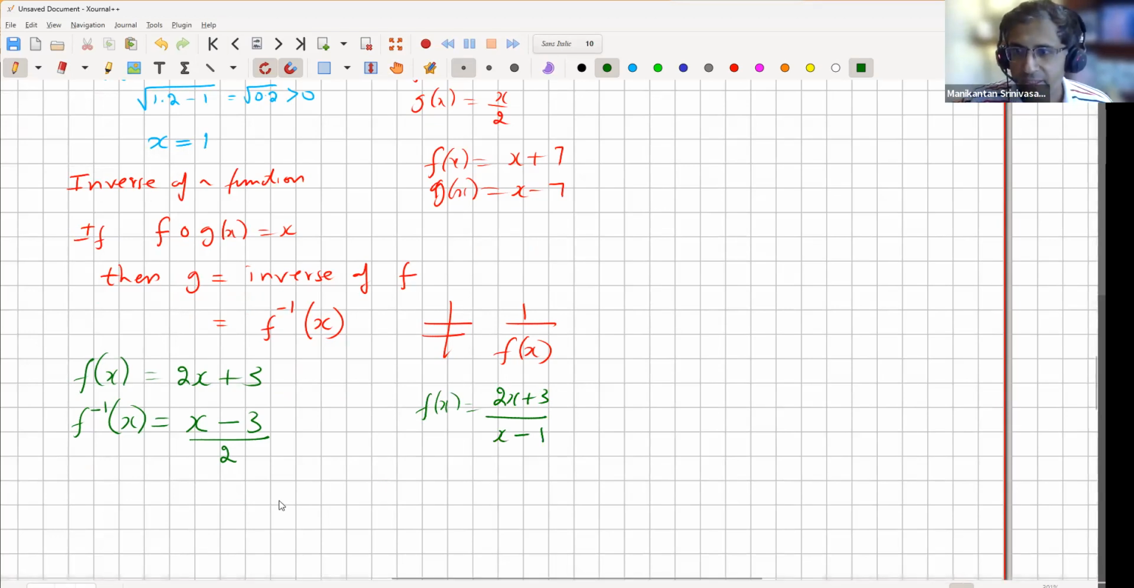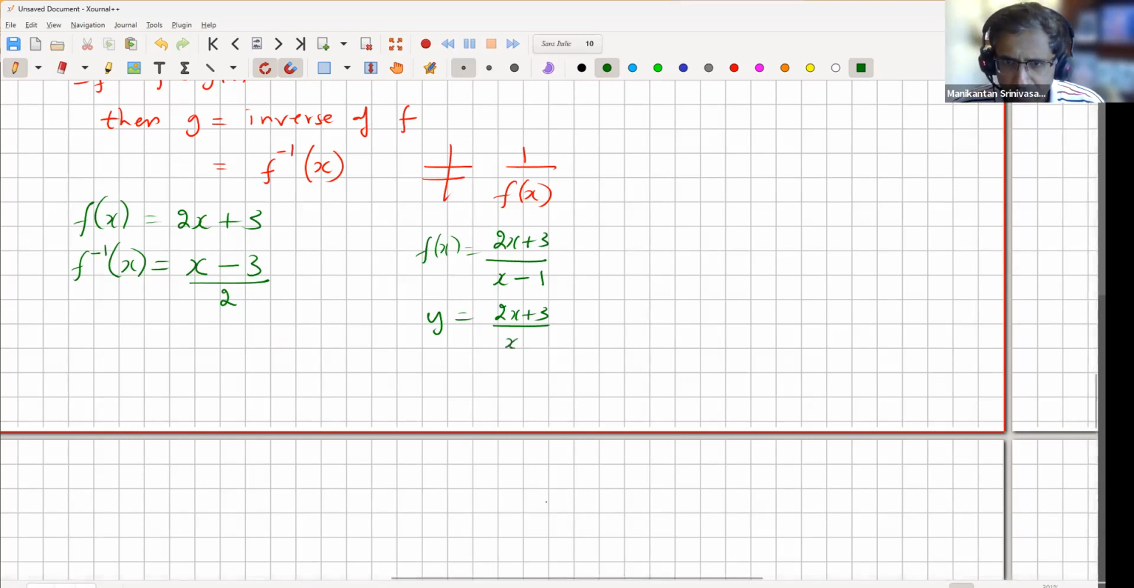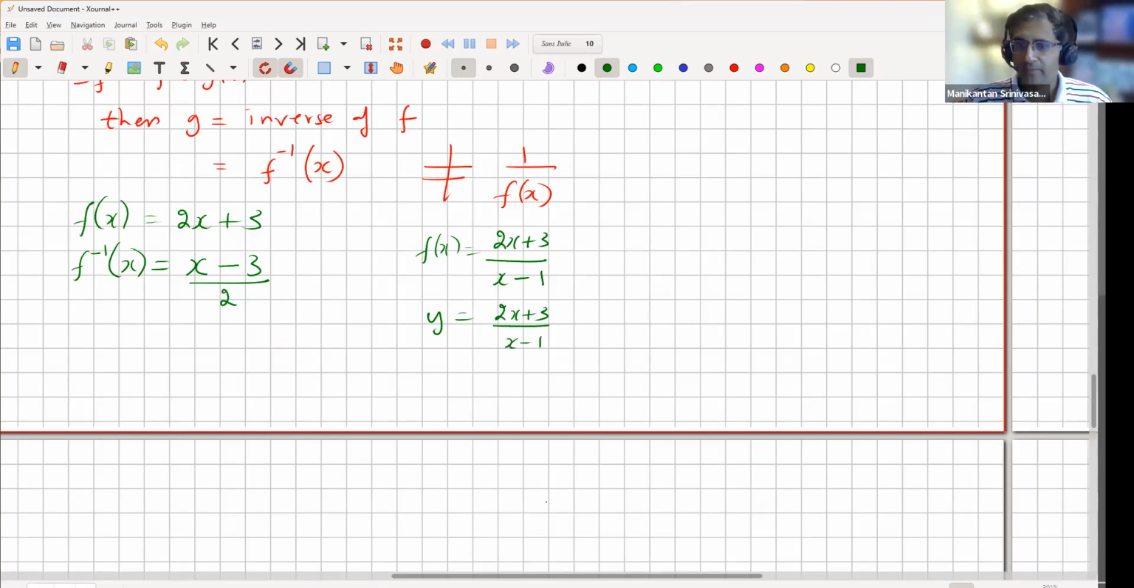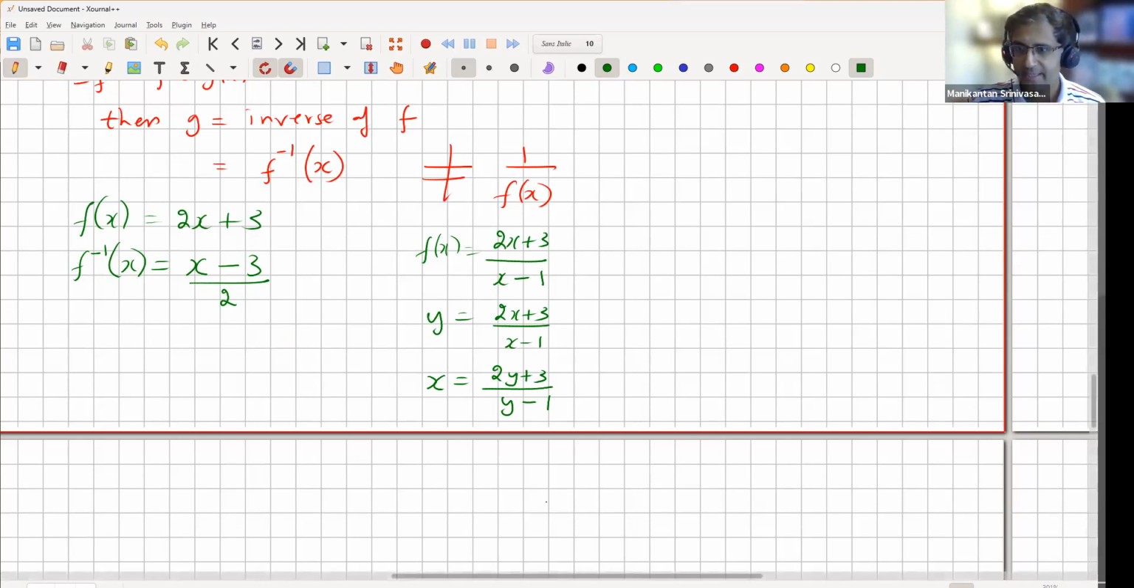Now, how do we find the inverse of such a thing? There's a standard method for it. I'll just write, this is y. So y equals (2x plus 3) by (x minus 1). You swap your x and y, at the very beginning. You write x equals (2y plus 3) by (y minus 1). And then you solve for y in terms of x. Right now it's x in terms of y.